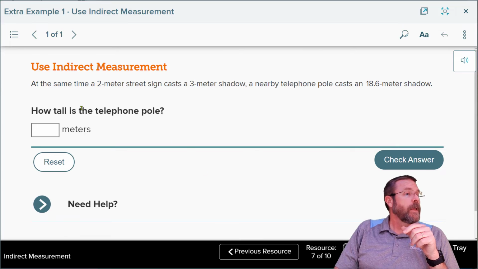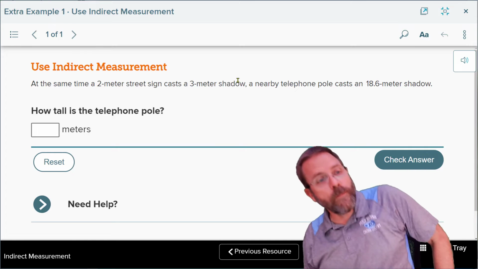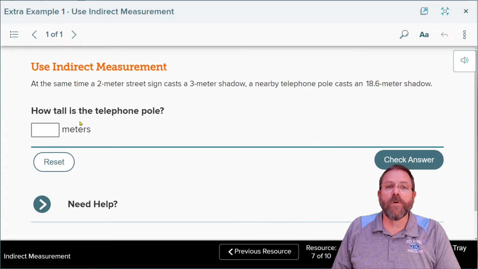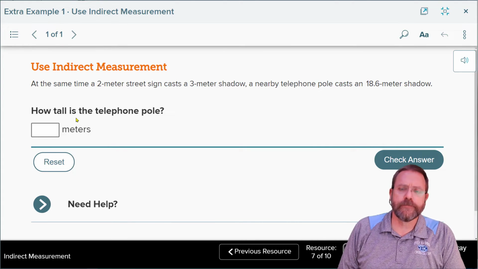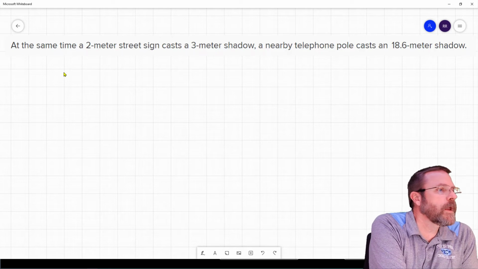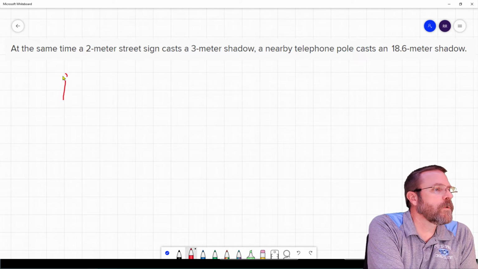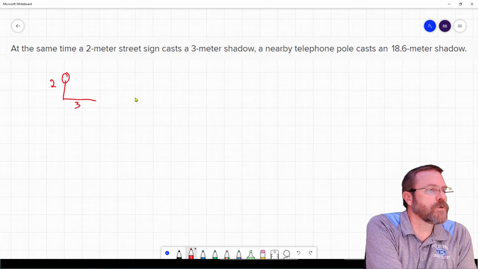At the same time, a 2-meter street sign casts a 3-meter shadow. A nearby pole casts an 18.6-meter shadow. How tall is the pole? Go ahead, pause the video, figure that one out on your own. I'm going to start off by doing just a drawing, okay? My drawing is going to be a sign right here, so we'll call it a stop sign or whatever, and we know it is 2 meters tall and it has a 3-meter shadow.